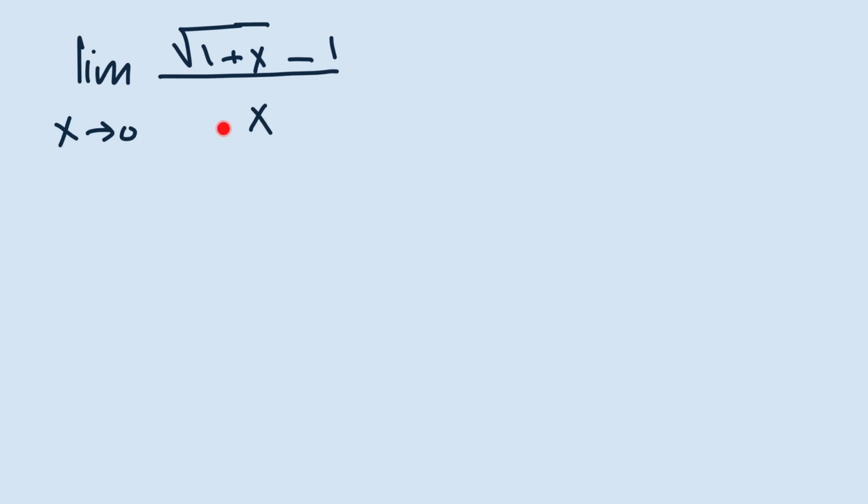Try to solve this question, then check your answer. Limit as x approaches 0 for the function of square root of 1 plus x minus 1, divided by x. If we use the direct substitution, we will get 0 over 0, which is undefined. So we have to multiply the numerator and denominator by the conjugate, right? So we have to multiply it like this: square root of 1 plus x plus 1, and square root of 1 plus x plus 1.